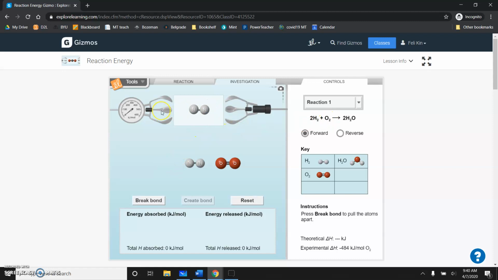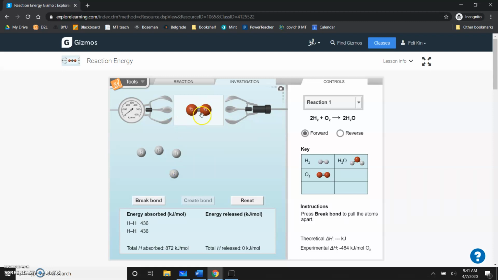Take them up here, and these little pincers are going to be putting forces on the bonds. So we're going to use those to break bonds. When you click break bond, it'll pull them apart and record how much energy it took to pull that bond apart, pull those atoms apart. You do that again. And you'll go through and do that for each one of the molecules.